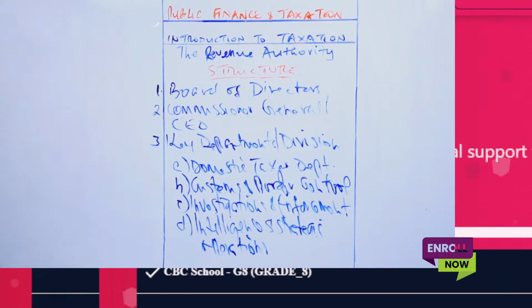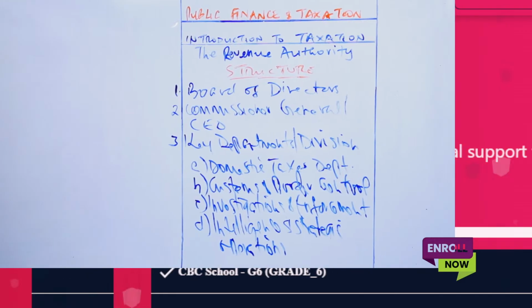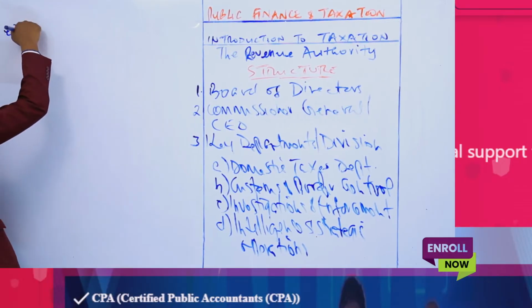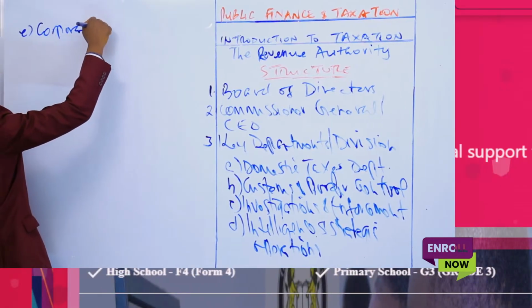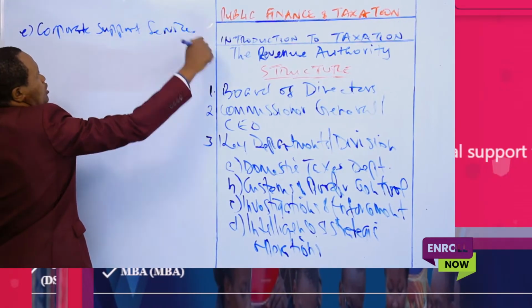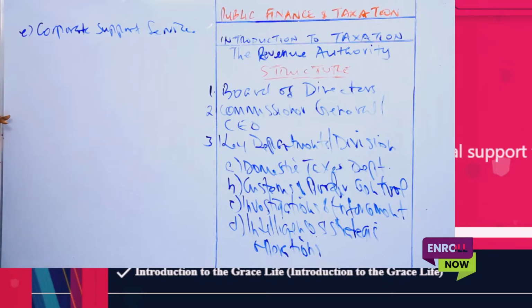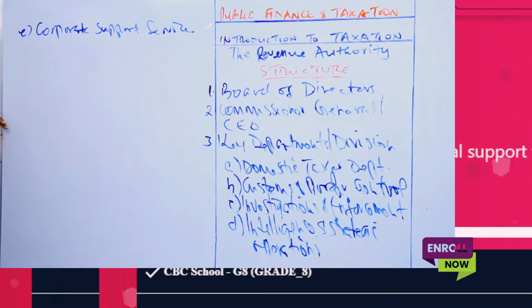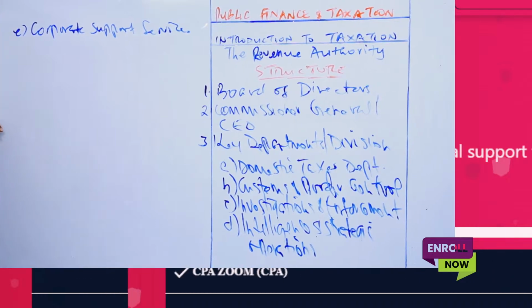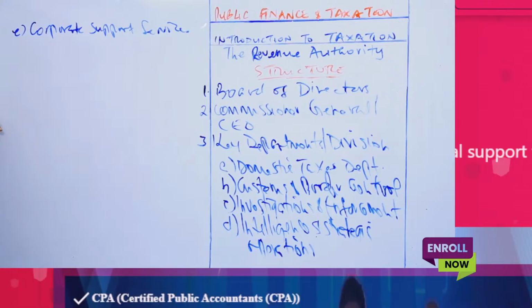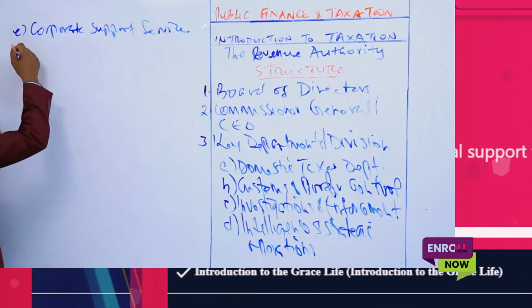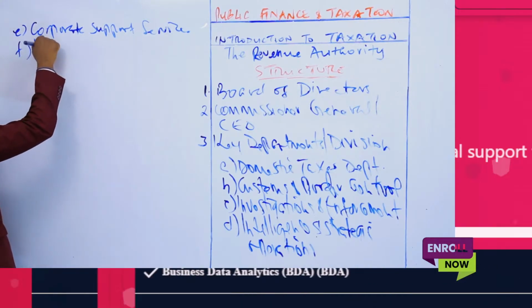Number 5 is Corporate Support Services Department. Corporate Support Services Department provides internal support functions like human resources, finance, and administration. Then we have Legal Services.